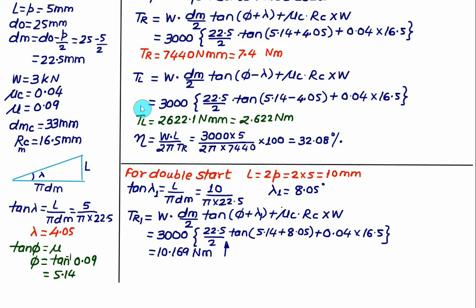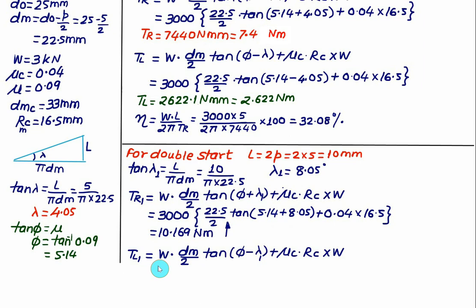Similarly, we can calculate the value of TL, that is the torque required to lower the load. So we have TL1 equal to W into dm by 2, almost the same equation. Instead of plus sign, we have to use the minus sign. Again substitute and find out the value of TL1. We have 3000 into dm by 2, which is 22.5 divided by 2, into tan of phi minus lambda 1. So if we do not use the collar, then the value of TL1 can be negative here. That is a chance of no self-locking.